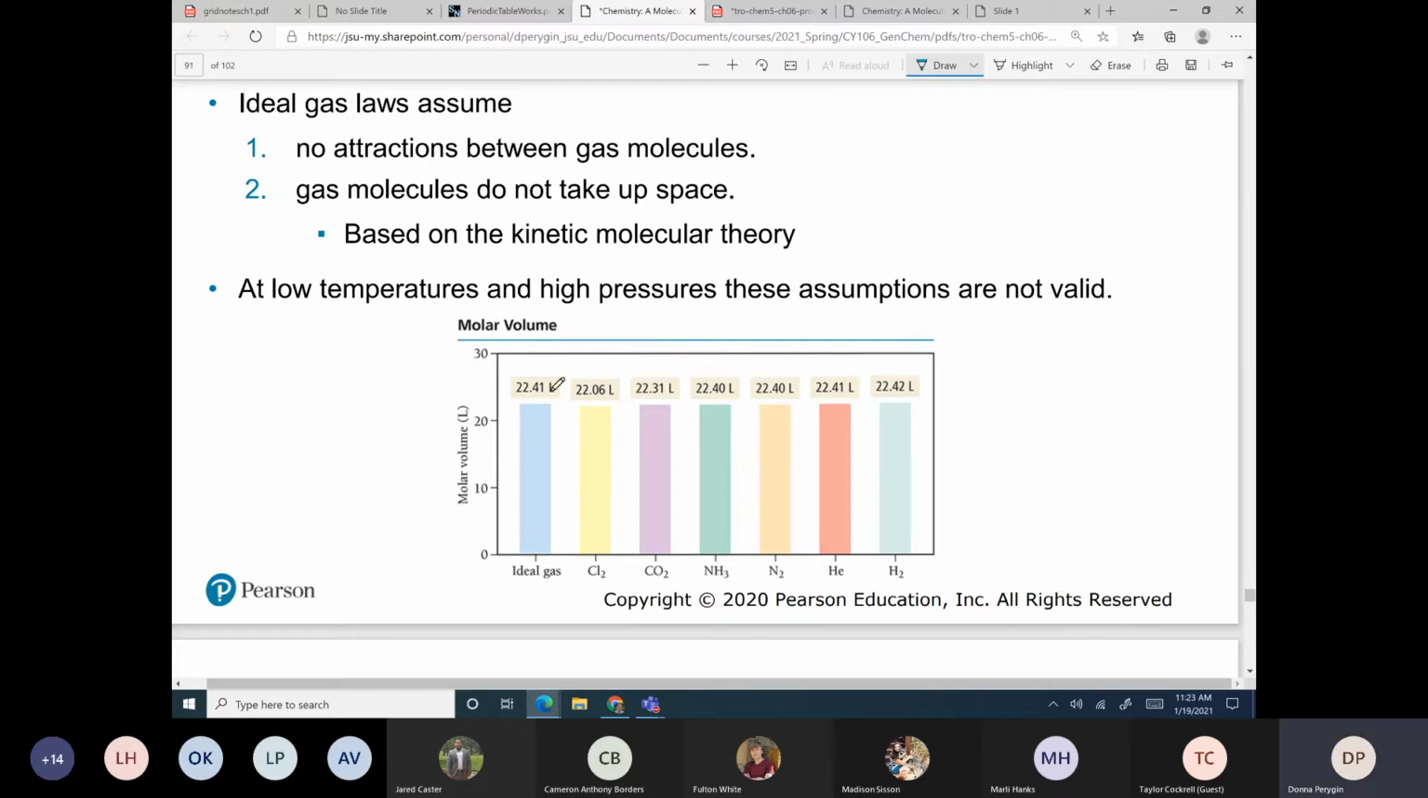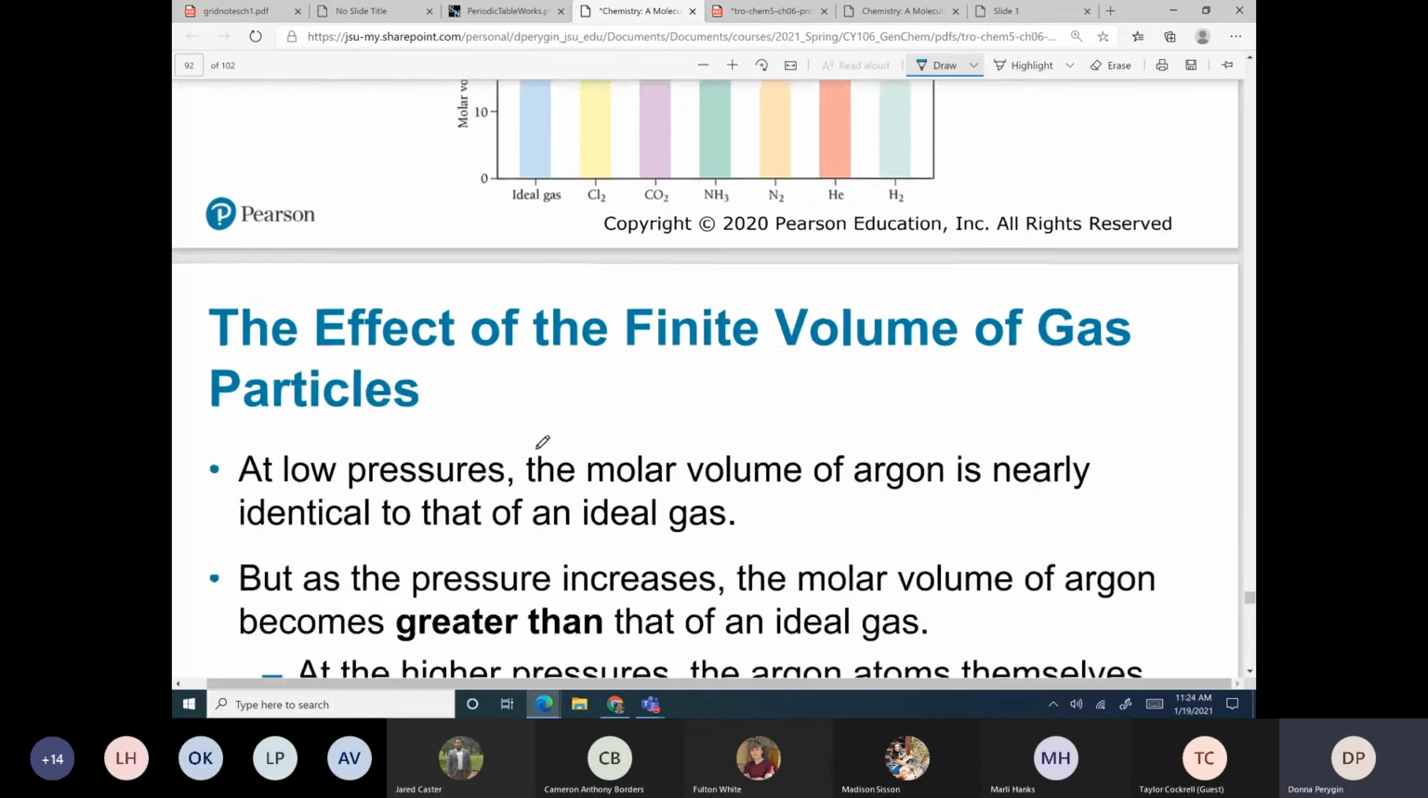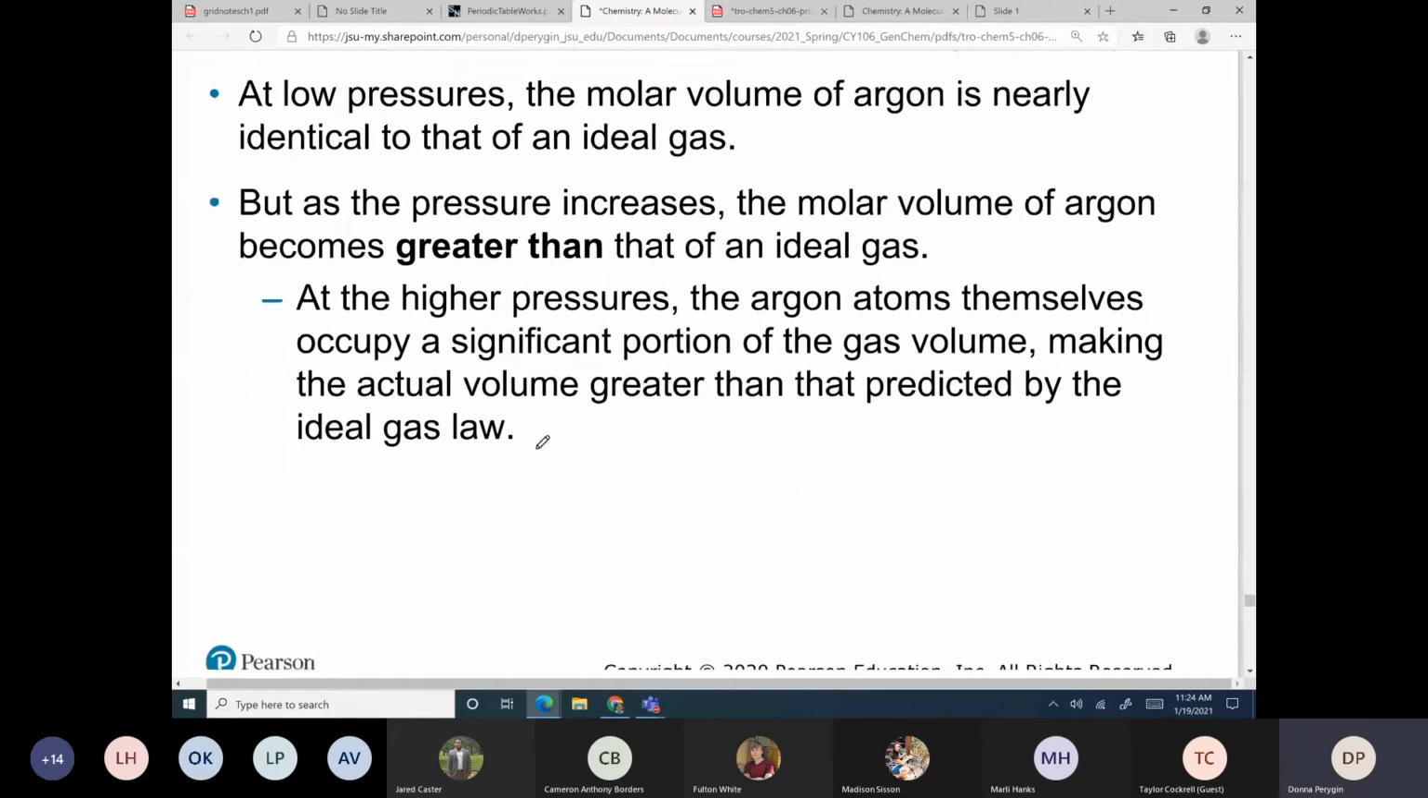So an ideal gas is 22.41 liters per mole, but you can see here that for real gases, for chlorine, it's 22.06 liters per mole, CO2 22.31. I'm not sure of the actual conditions here, but they vary a little bit. Real gases are going to vary a little bit from these conditions. Okay, and especially at very low temperature and very high pressure, we're going to see that because as the pressure increases, the molar volume is going to be greater than that of an ideal gas.